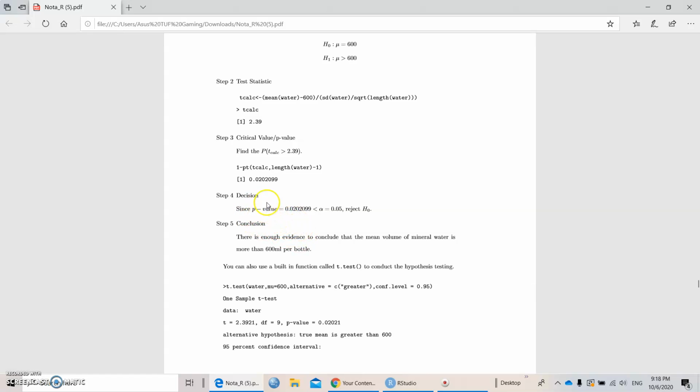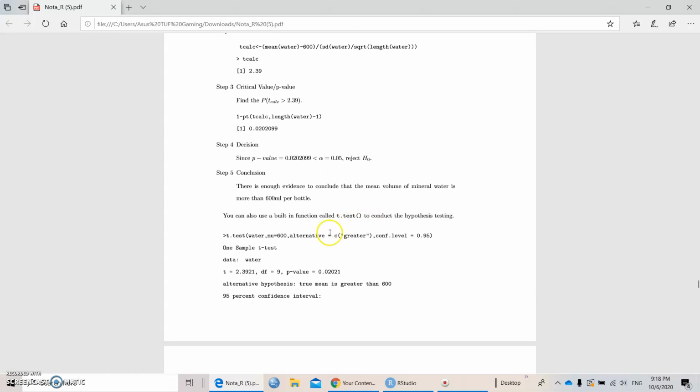And then how to make a decision whether to reject the null hypothesis. The p value that we obtain here, 0.0202099, is less than alpha equal to 0.05, therefore reject the null hypothesis, and conclude that there is evidence that the mean volume of mineral water is more than 600 ml per bottle.